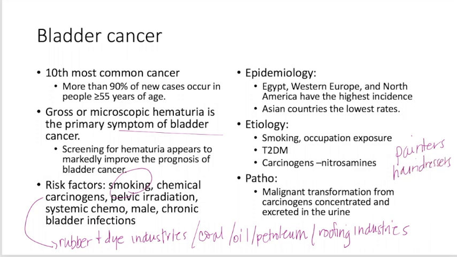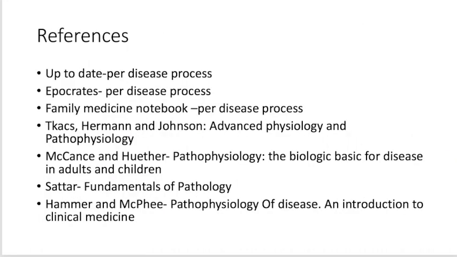Okay, epidemiology. So Egypt, Western Europe, North America have the highest incidence, and then we have the lowest incidence in Asian countries. Caucasians have the highest incidence rates. However, African Americans have the lowest survival rate, and that goes back to health disparity. Okay, that is it for selected renal pathologies.